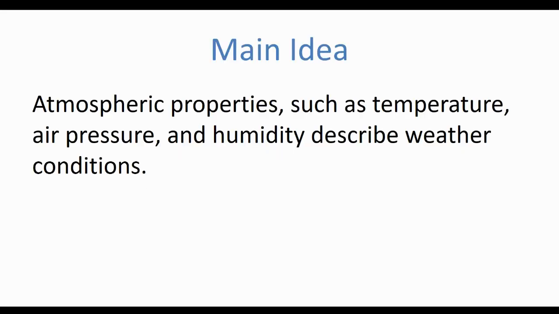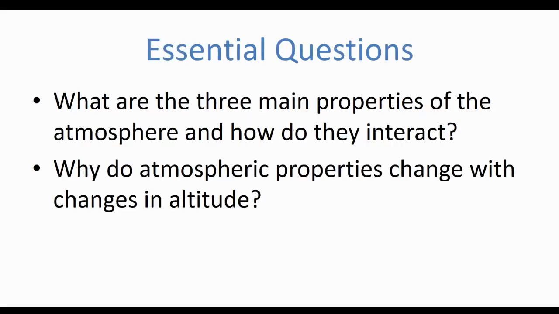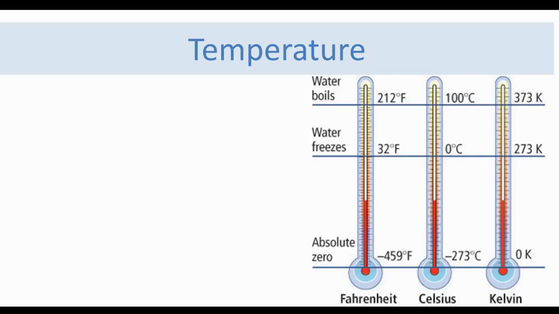The main idea is that atmospheric properties such as temperature, air pressure, and humidity describe weather conditions. Questions you should be able to answer at the end are: what are the three main properties of the atmosphere and how do they interact? And why do atmospheric properties change with changes in altitude?